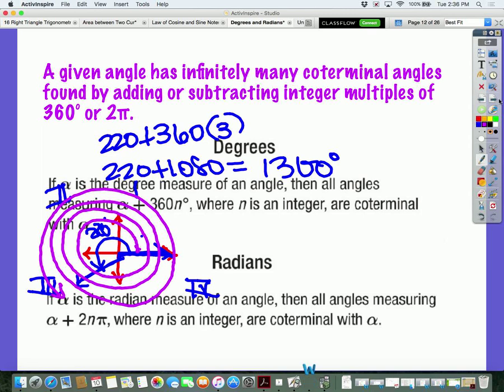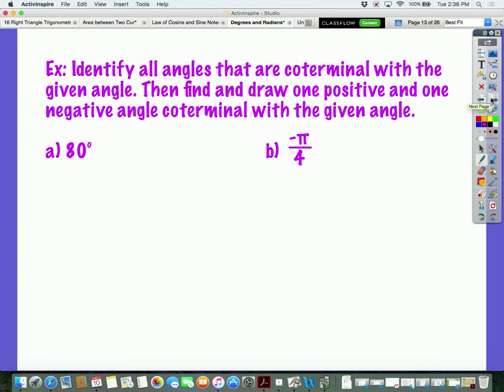Okay. Well, let's see. You are going to be doing this yourself. You have 80 degrees and negative pi over 4. You're going to identify all angles that are coterminal with the given angle. Then find and draw one positive and one negative coterminal with the given angle. So how would I identify all of the coterminal angles? What's the way to represent all of the coterminal angles?